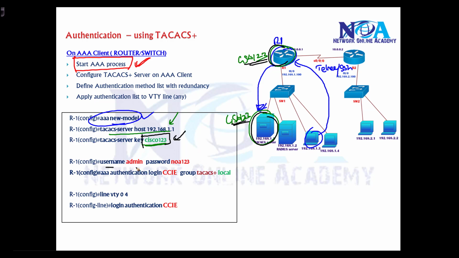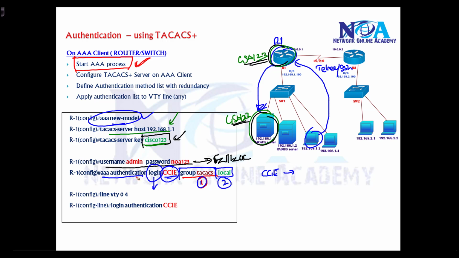We use a local user account as a fallback option, because I want to configure AAA where it has to use the TACACS server as the primary authentication method, and if it fails for some reason, we should be able to fall back to a local user account. So we need to enable AAA for the login, and the authentication list name is CCI. The authentication list tells what authentication methods you want to use, with a name called CCI here. The first method should be TACACS, and the second method should be based on the local database.